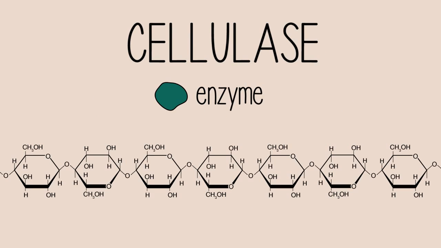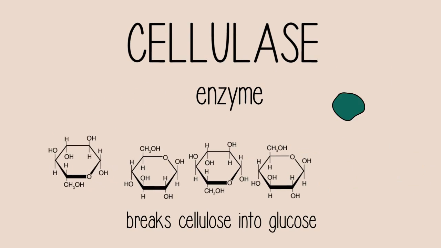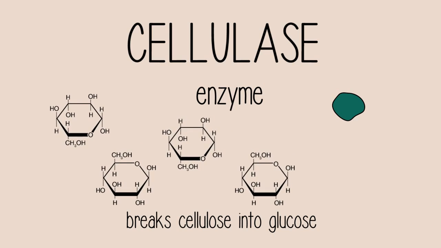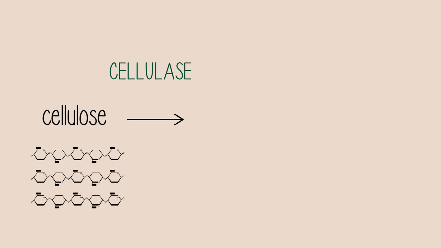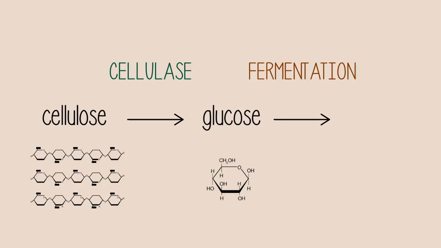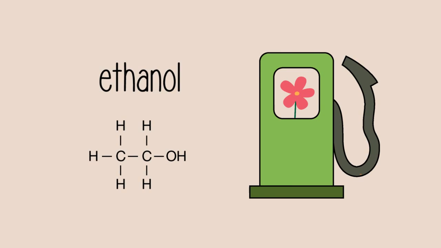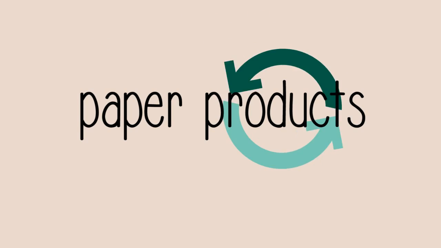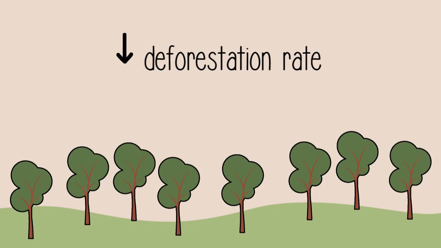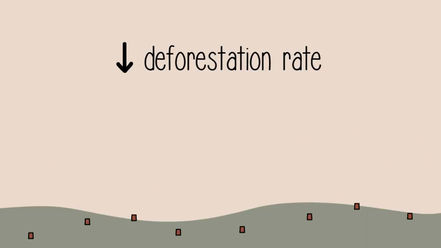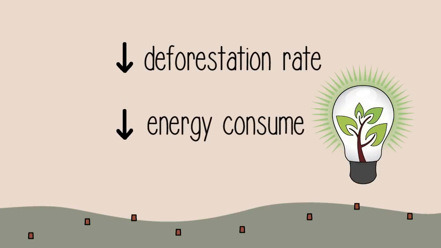Cellulase is the enzyme that breaks cellulose apart into its glucose monomers. Currently, the industrial usage of cellulase is to break down cellulose into glucose. The glucose obtained can then be fermented by certain bacteria to produce ethanol, which can then be used as a biofuel. In summary, recycling paper products help to reduce the rate of deforestation and consumes a lot less energy.